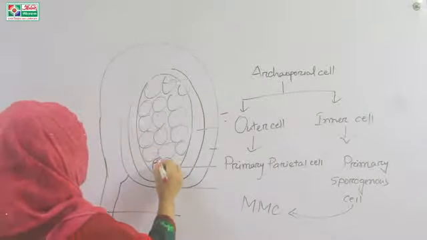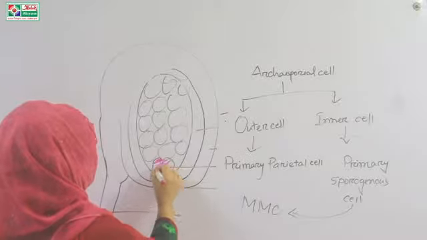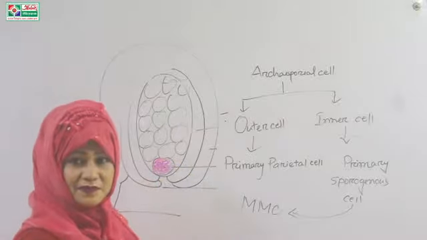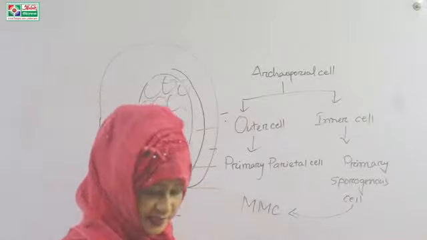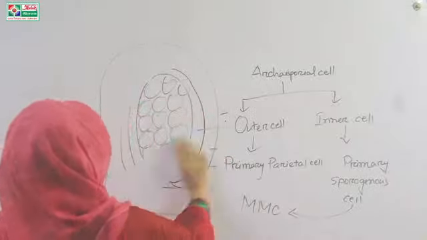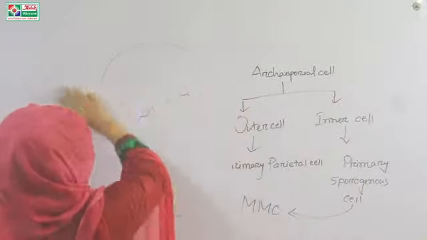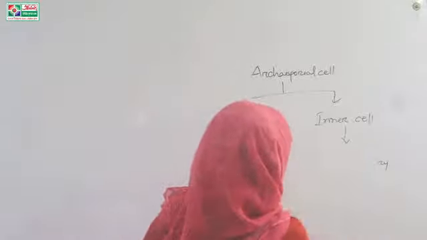This is the megaspore mother cell. Okay, students? We'll talk about the megaspore mother cell. What happens in the megaspore mother cell? One cell near the micropylar end enlarges, and this gives rise to different types of events.